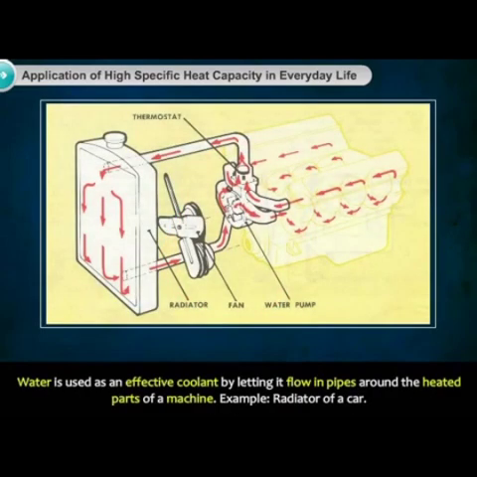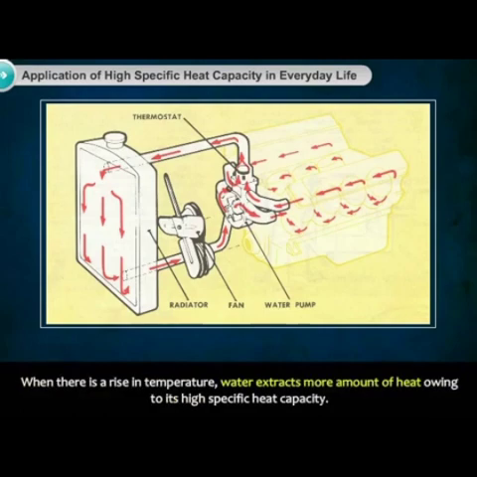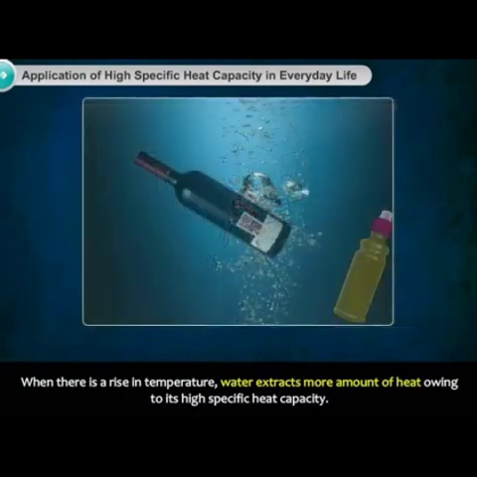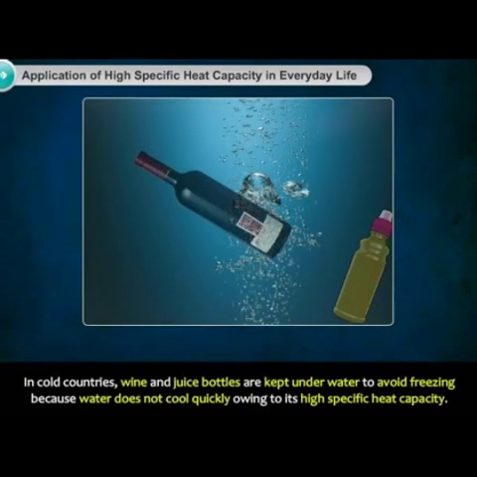Coolant. Water is used as an effective coolant by letting it flow in pipes around the heated parts of a machine. Example, radiator of a car. When there is a rise in temperature, water extracts more heat owing to its high specific heat capacity. To avoid freezing, in cold countries, wine and juice bottles are kept underwater because water does not cool quickly owing to its high specific heat capacity.